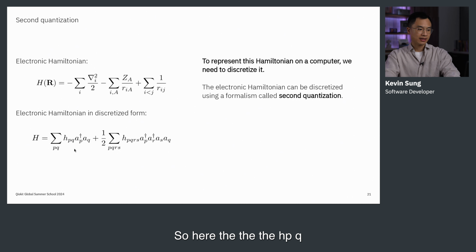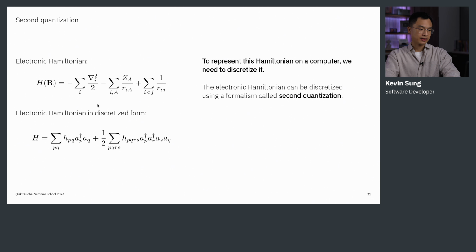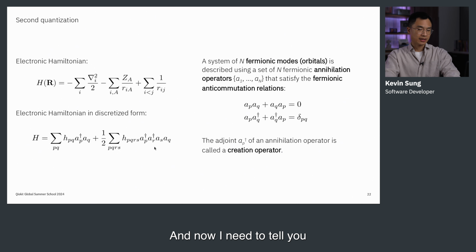Here the h_pq and the h_pqrs are just numbers. The a and the a daggers are quantum operators. You can think of them as big matrices. So in the discretization, we've gone from this continuous object that involves derivatives, and we've transformed it into a big matrix. And now I need to tell you about these a and a dagger operators.